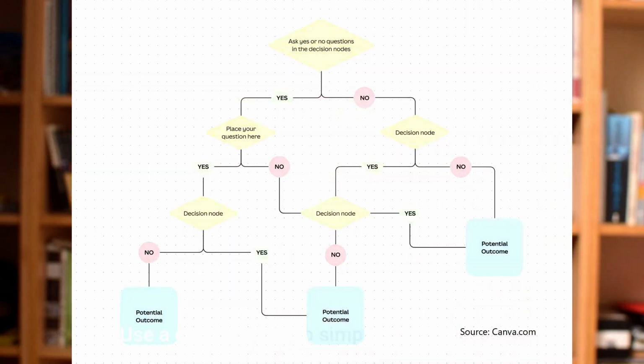Use a decision tree to simplify the process. This will ensure that you make consistent and informed decisions for each blog post.